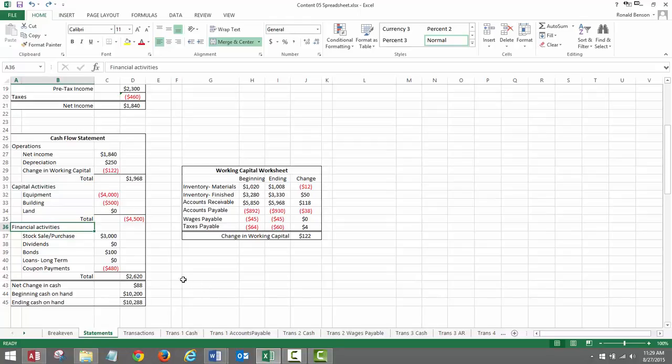So keep in mind there's typically three aspects to a cash flow statement. If you separate it that way, it's easier to figure out where things go and the effect of them. Very important to typically have a separate working capital worksheet. To try to integrate it in there can get very confusing at best.